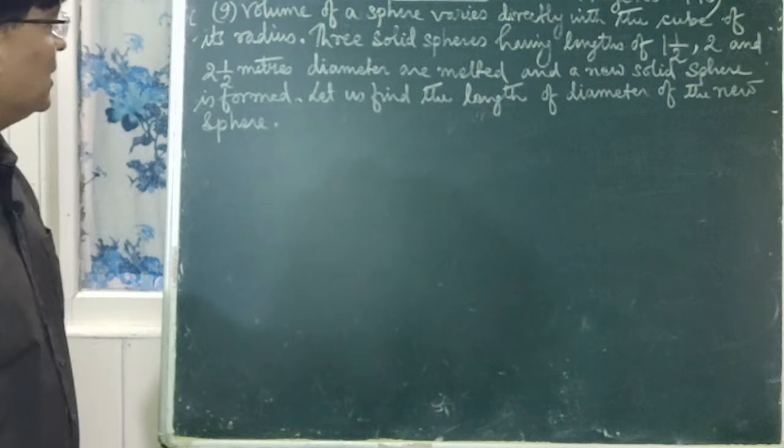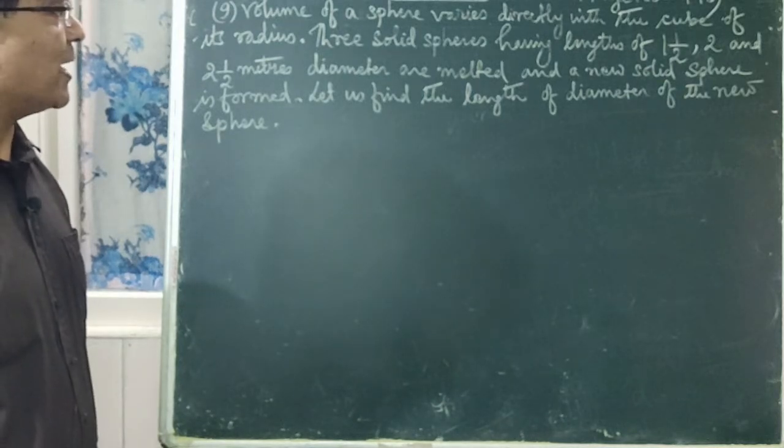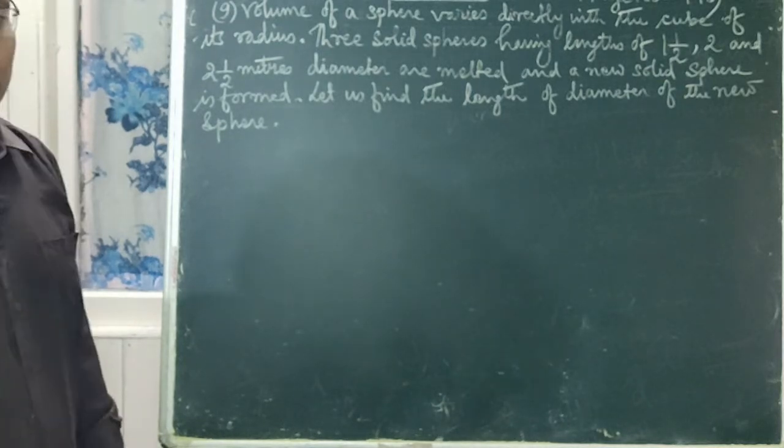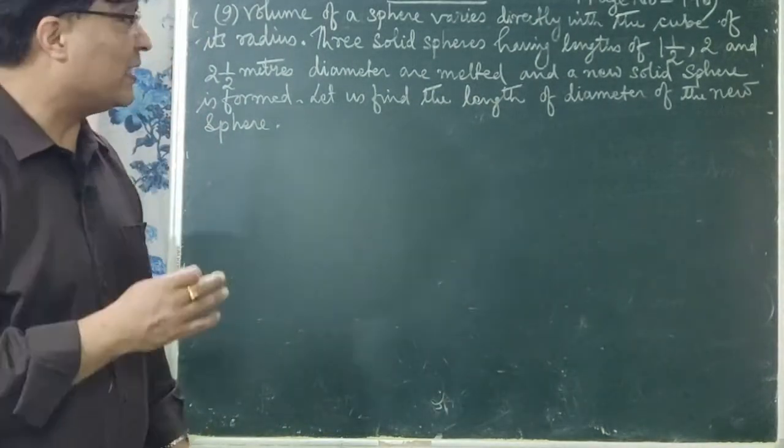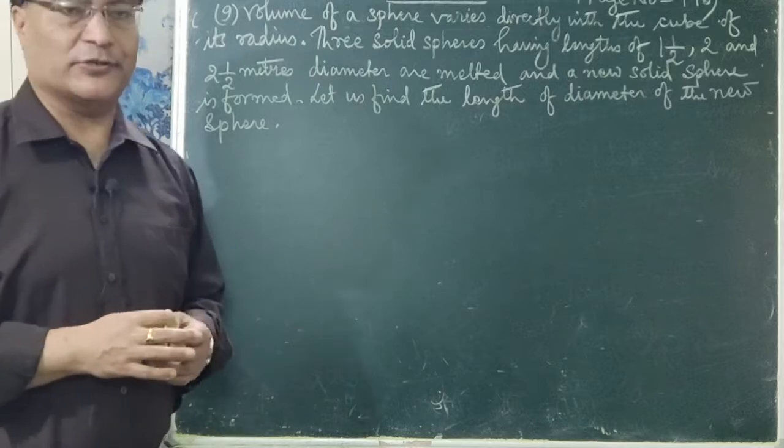Question number 9 is, volume of a sphere varies directly with the cube of its radius. It is given that the volume of a sphere varies directly with the cube of its radius.